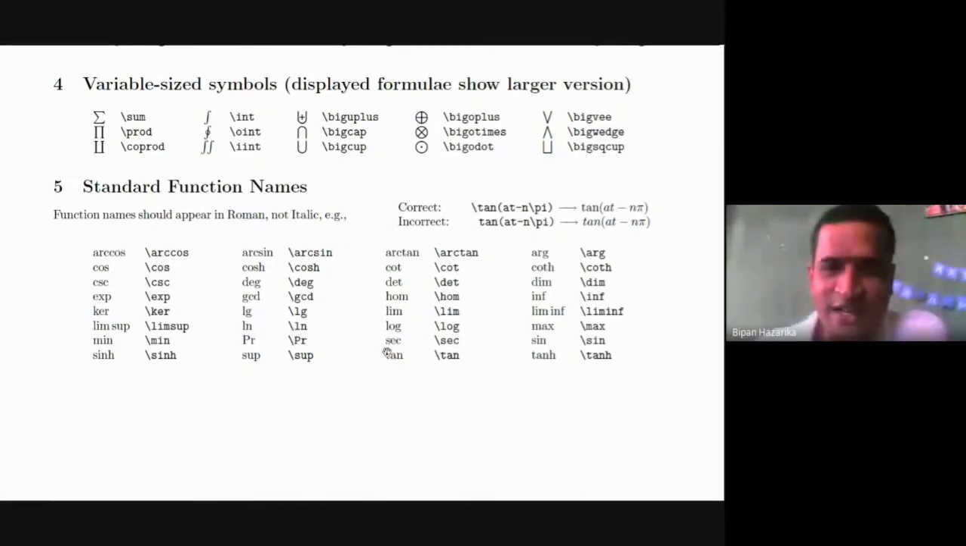Slash sec, you get the sec function. Slash tan, you get the tan function. Then for the arctan function, write slash arctan, and you get the arctan function. For the argument function, write slash arg, and you get the argument function. So these are different standard function names.